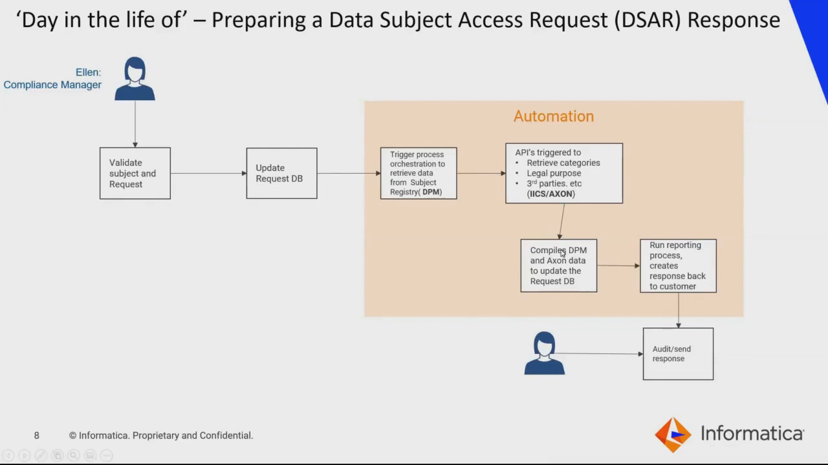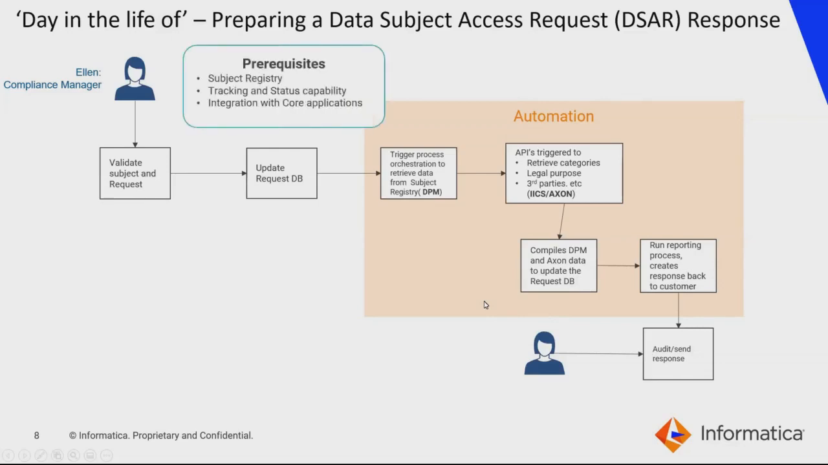Then we would look to compile all this information to update the request database to say, okay, we found 400 meg of information about this person, from prior purchases to images of products he bought or whatever that may be, to fulfill that request, and then run that reporting process to get it back to the customer and say, we're in compliance, we met the target, send the response back so we show we are in compliance.